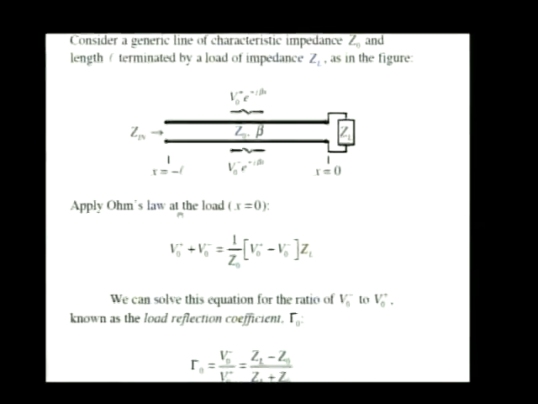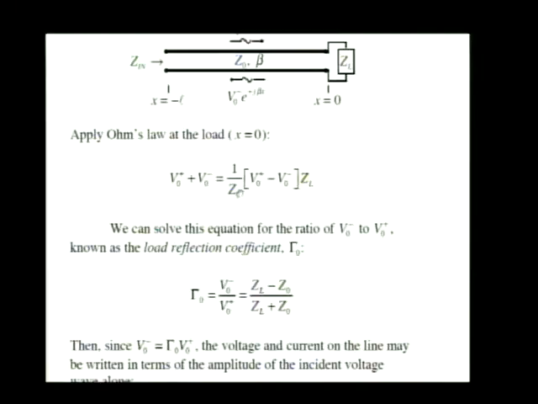1 over Z0, V0 plus minus V0 minus. That's I times ZL. V is equal to IZ. Okay, well, those voltages have to be the same. They're both voltages at the load terminals. That's an equation that we can solve. It's a single equation with two unknowns, the unknowns being the amplitude coefficient V0 plus for the forward wave and V0 minus for the backward wave.